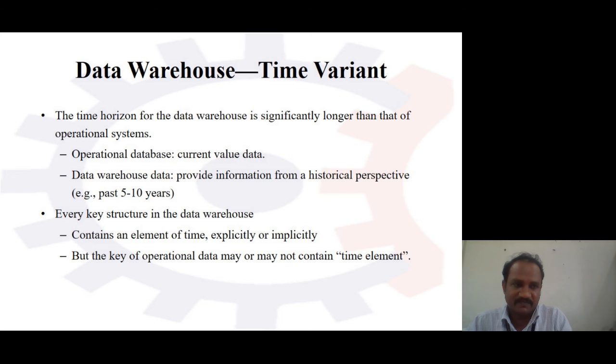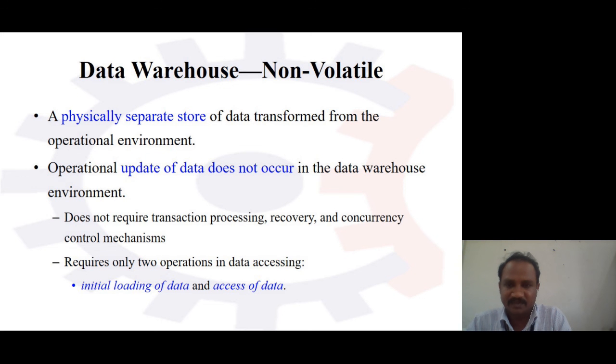Then the fourth one is non-volatile. The data which is collected in the data warehouse is of non-volatile type, meaning when we are creating the data warehouse, at that time we can create the data, but we cannot modify or change that data after it is created. So that's why the nature of data in the data warehouse is non-volatile.